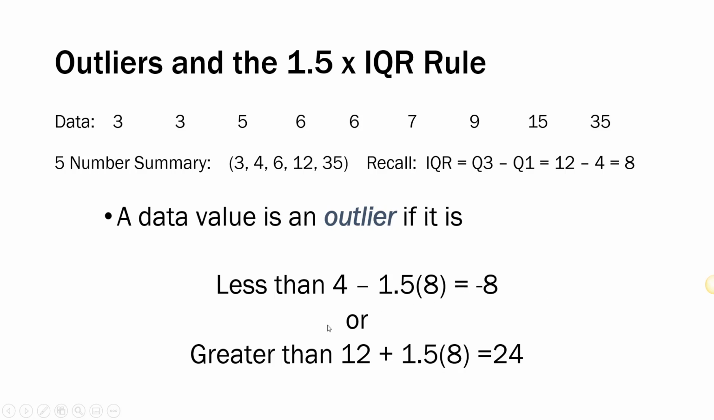Now let's look at the upper side. We're also going to consider a value to be an outlier if it is greater than Q3 plus 1.5 times the IQR.